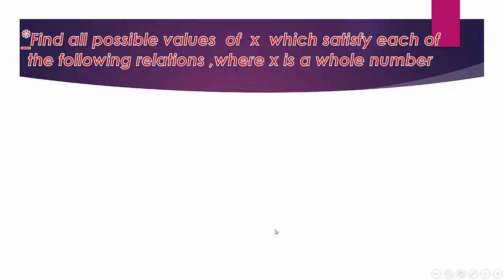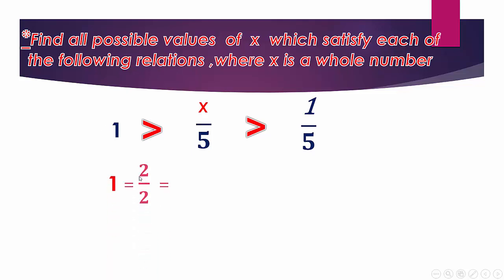Here I have to find the value of x. Here, my students, x over 5 is greater than 1 over 5 and smaller than 1. Here, my students, number 1. I can make number 1 2 over 2 or 3 over 3 or 4 over 4 or 5 over 5 and so on. So, my students, now I want to make this one 5 over 5.